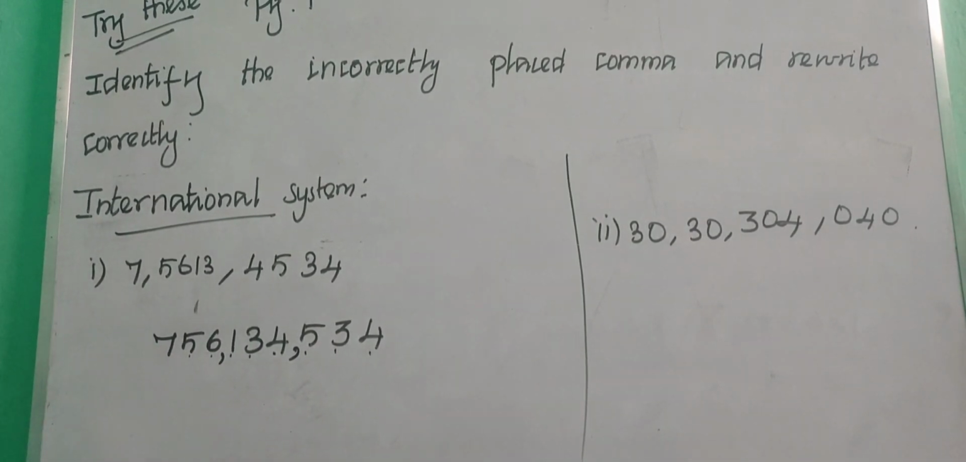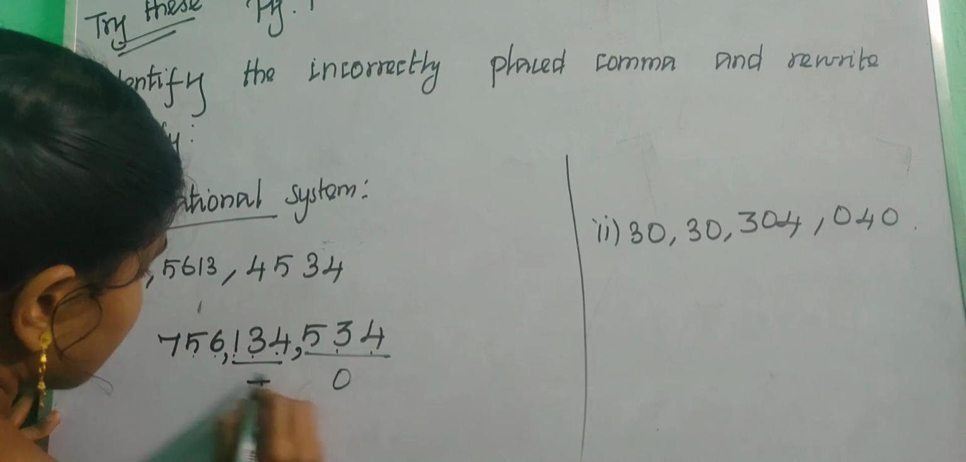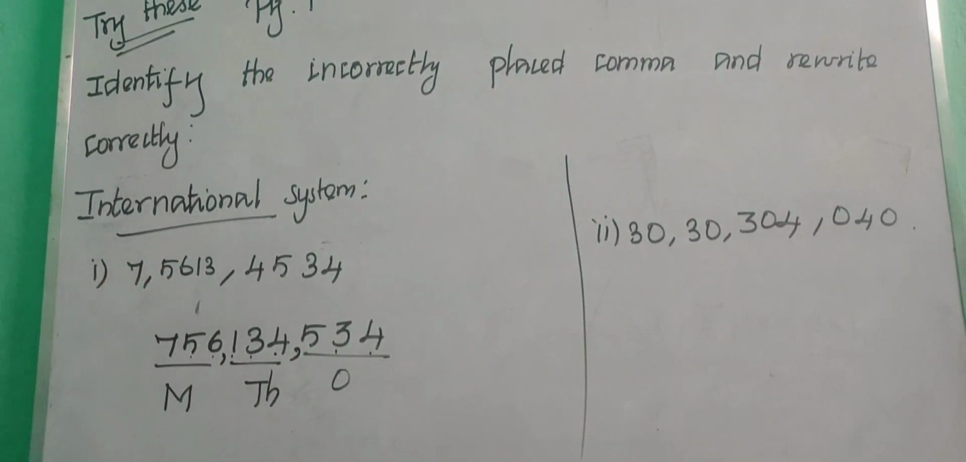Okay, children. So how will you say it? 756 million, 134,534. This is in the place of ones, this is in the place of thousands, and this is in the place of million. So 756 million, 134,000, and then 534. Okay, children, is it clear?